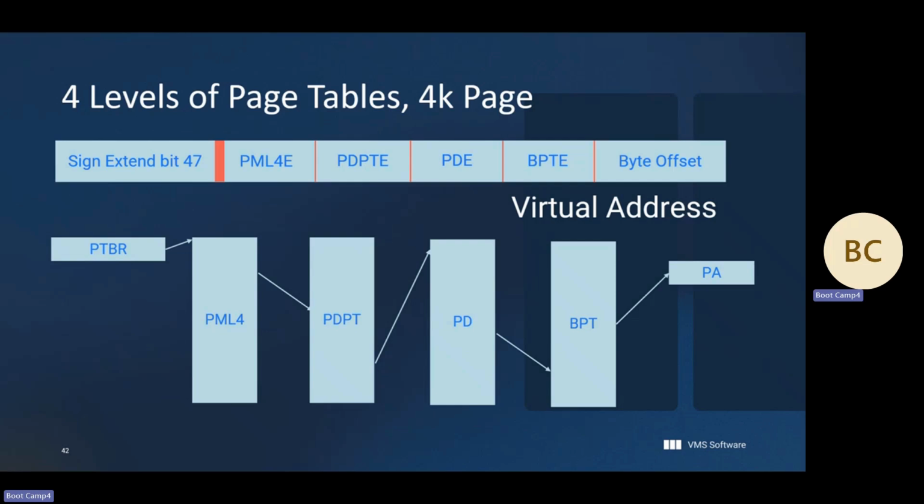Just like the Alpha, the PTBR register, it has a different name, has the physical address of the PML4. The PML4 page, which is indexed by PML4E entry, will give you the address of the PDPTE, and then that index will give you the address of the page directory entry, and that index will give you the page of the bottom page table, which will finally give you the page address, the physical address. But wait, there's more.